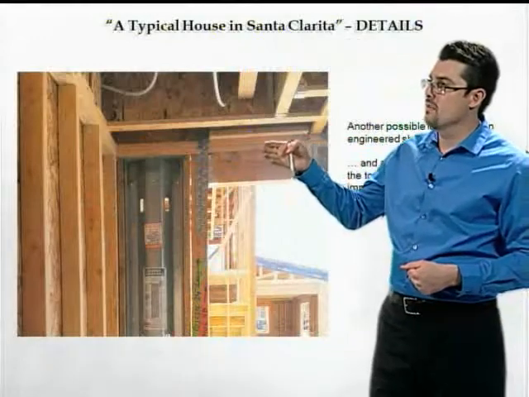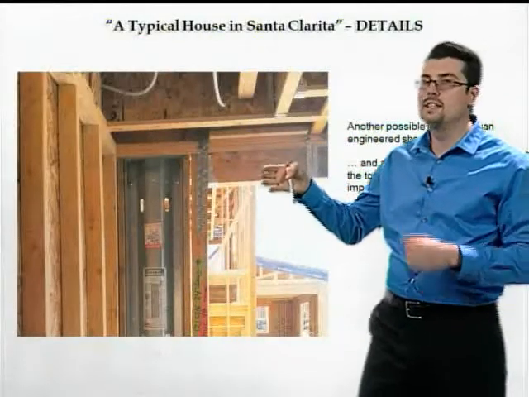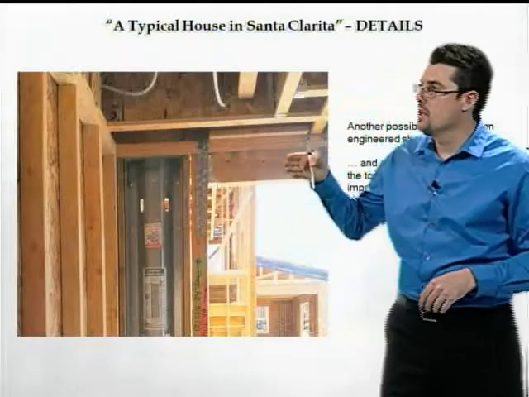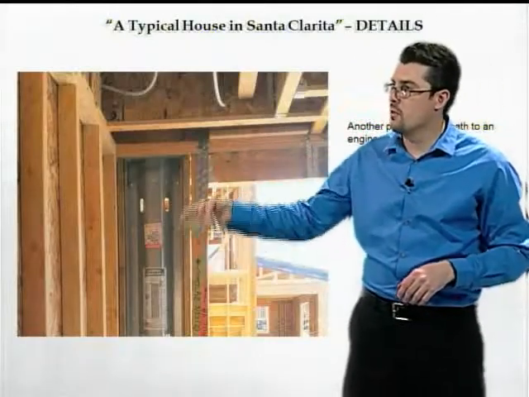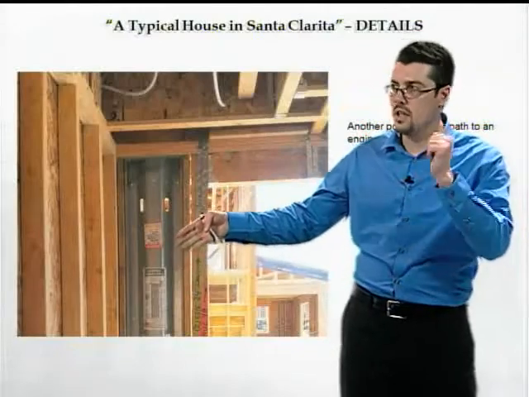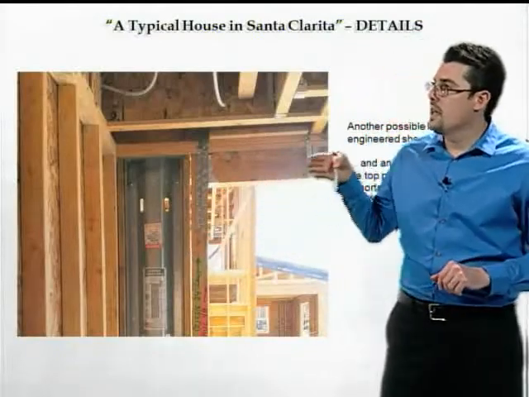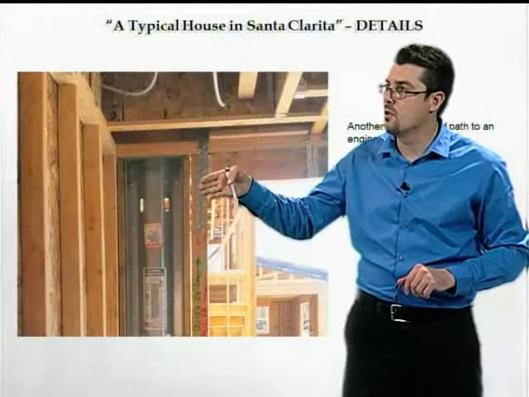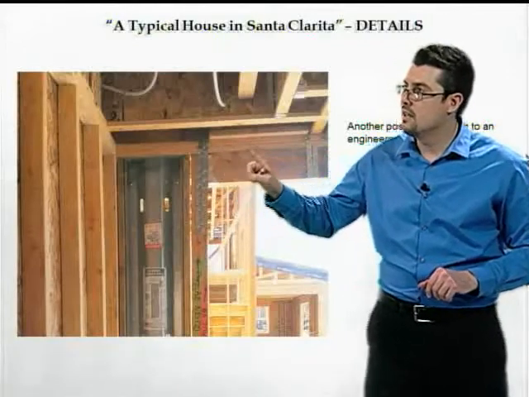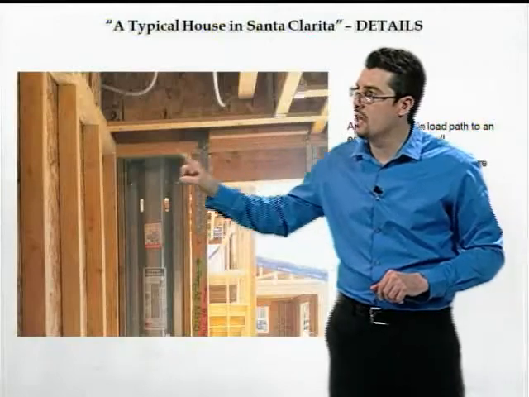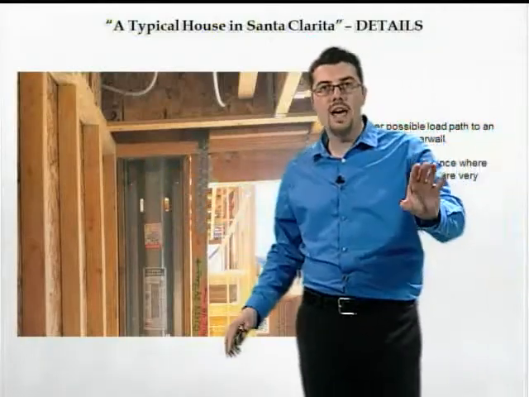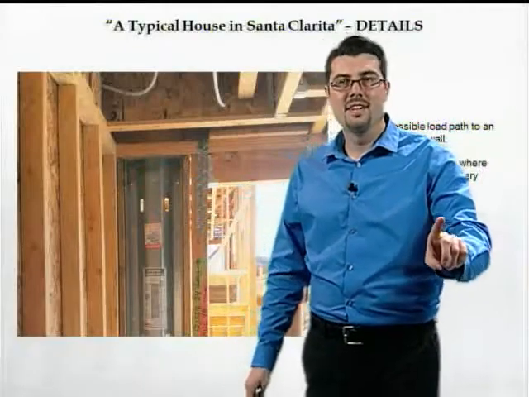So this is a slightly different way of achieving the same result. Now notice, this is a manufactured shear wall at a garage, just like in our example home. And here's the garage header coming across. And notice the header stops short of the shear wall. But notice we have a double top plate here. That is our collector element.